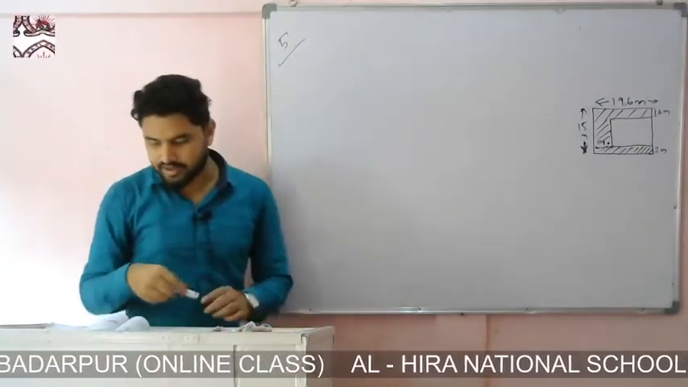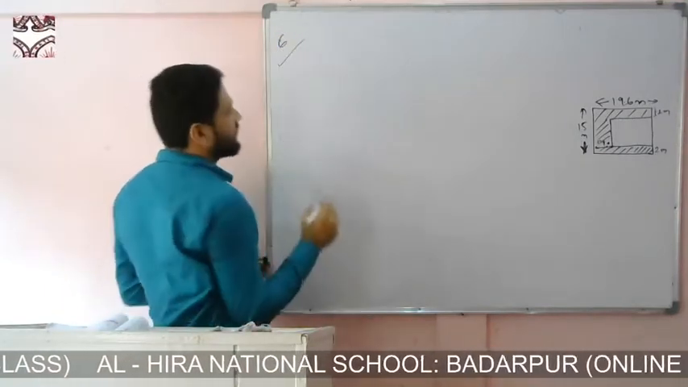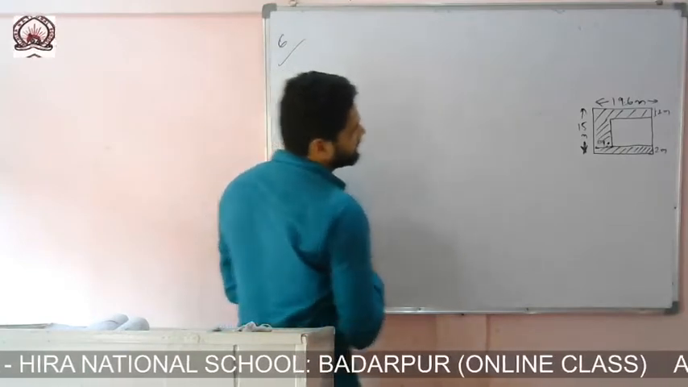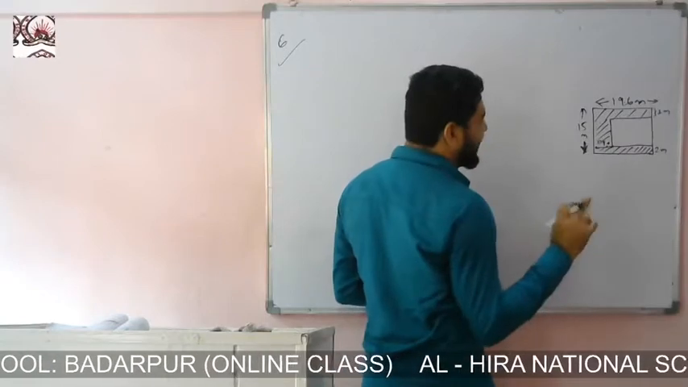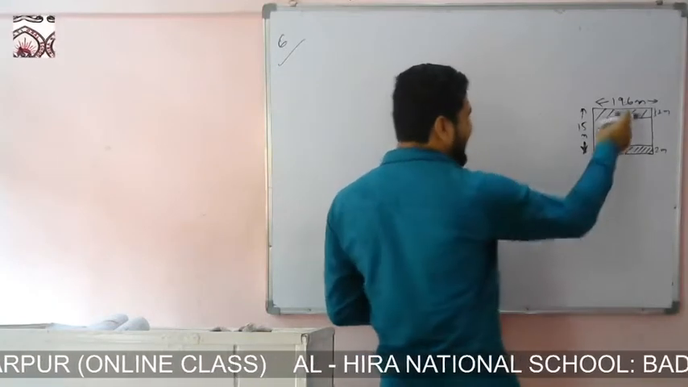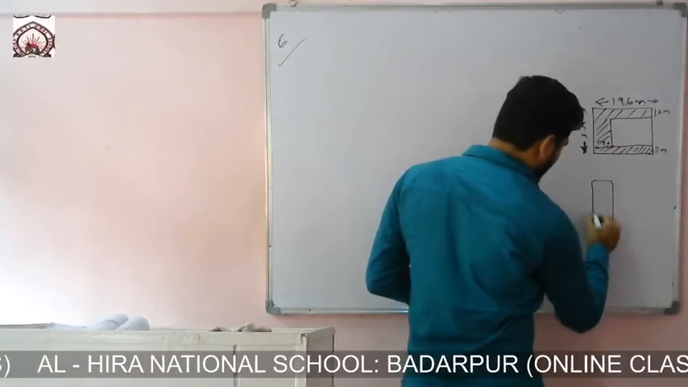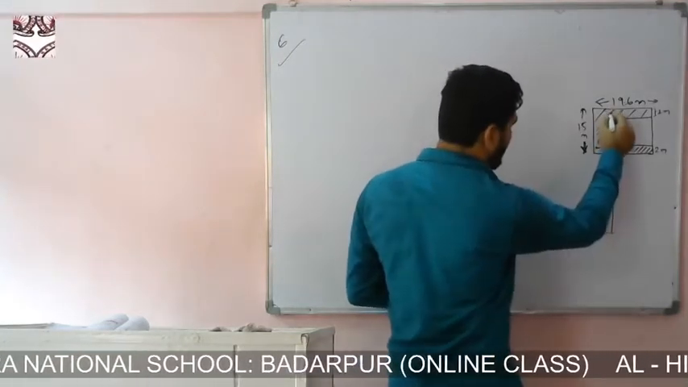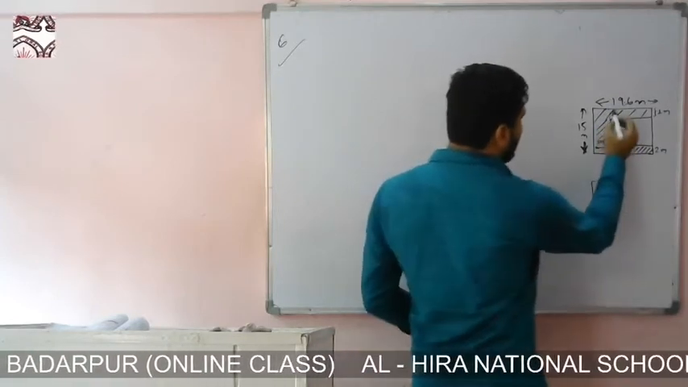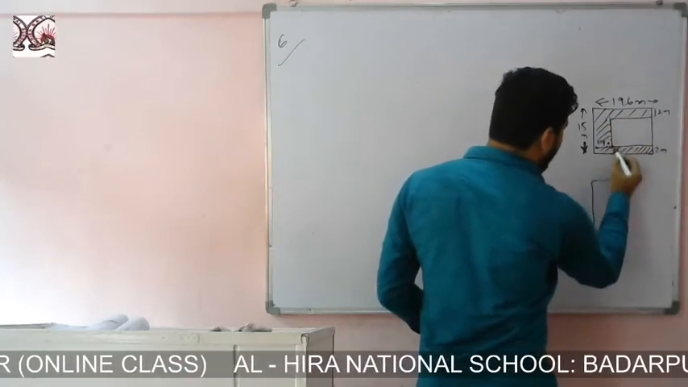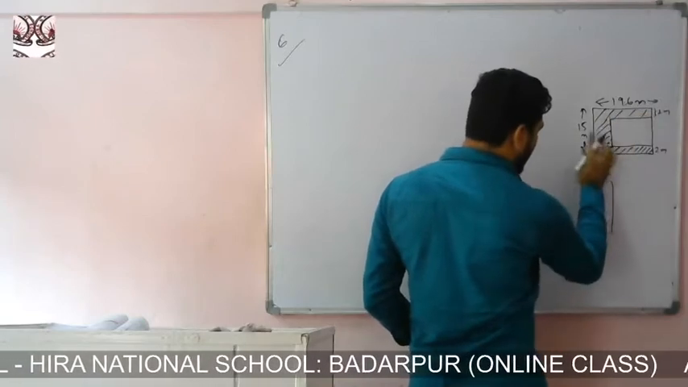You see question number 6. So you see, if I divide this figure into 3 rectangles, then I can add. Suppose this portion like this. Okay, this portion. Then this will be a rectangle and this also will be a rectangle. So if I add these rectangles, then I will get this rectangle.